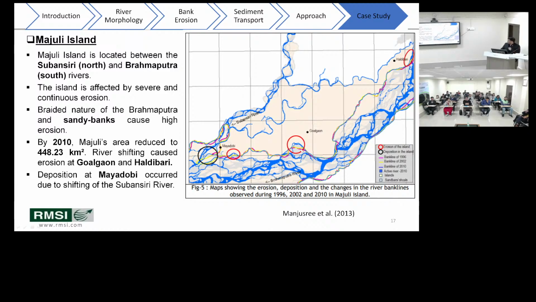The same pattern we found here. That pink line is the earlier one, yellow is 2002 and the blue one is the recent year, 2010. The original line was this and it was shifted here. So the erosion has taken place in this portion of the river, and here the deposition has taken place because the river was flowing in this pattern and has been shifted to here. So deposition of sediment has taken place in this region, and overall there was a reduction in area of around 448 square kilometers comparing 1996, 2002 and 2010.